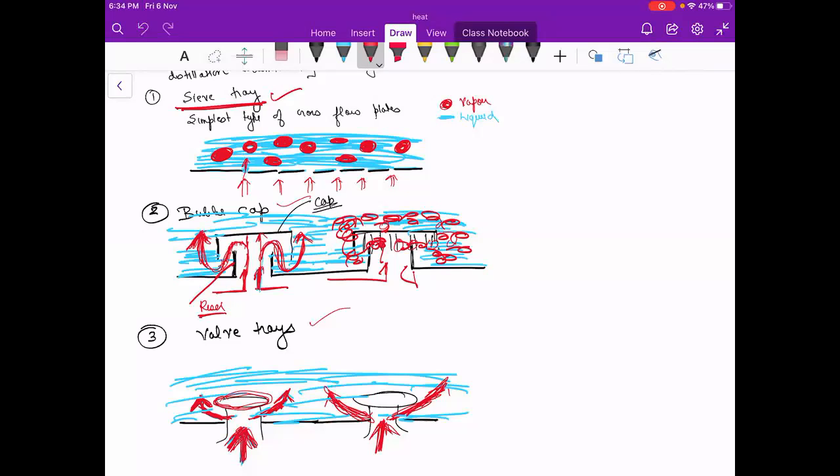There is no question on this, this is purely an interview point. Yes, bubble cap provides better mixing, and mixing is good for mass transfer.